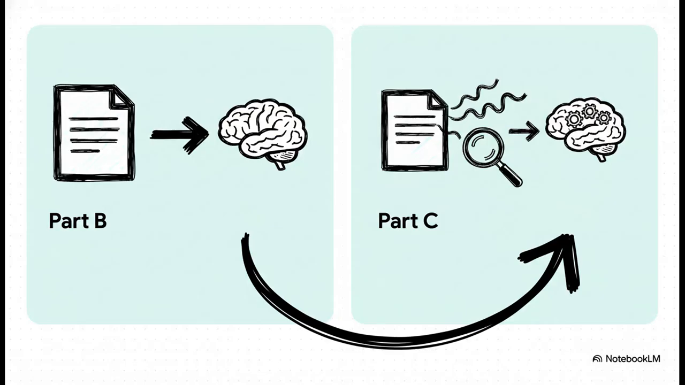Now, what I find so interesting is how clearly this shows the mental shift you need to make. Part B is all about the what. What does this policy actually say? But Part C, that's all about the why and the how. Why does the author have this opinion, and how do they build their argument? It's a huge leap from direct comprehension to real critical analytical reading.